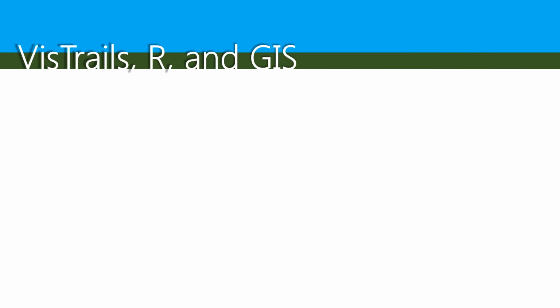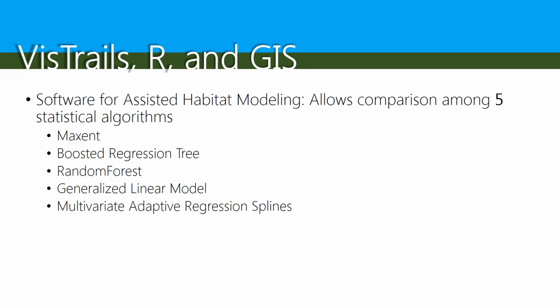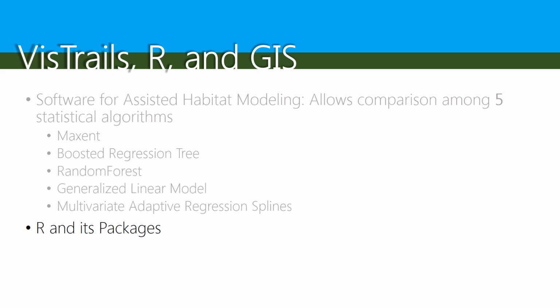For our analysis tools, we use the VisTrails software for assisted habitat modeling. This tool allows us to compare 5 statistical algorithms: the Maxent, the boosted regression tree, random forest, generalized linear model, and the multivariate adaptive regression splines. We also used R and the packages of R, and lastly Python and ArcGIS.